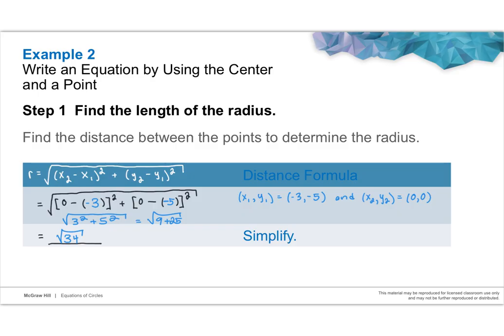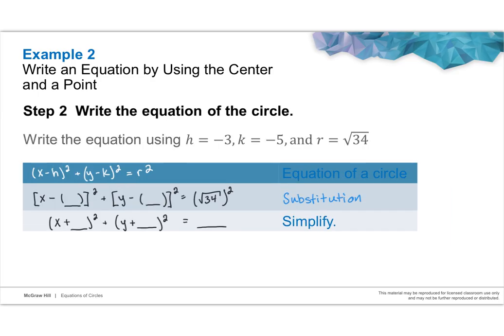Let's see what happens next. Well, now that we found the radius, we have all the important information that we need to substitute in and find the equation of the circle. So we're going to take our x minus h. Remember, our center value was -3, -5. So we'll put in our -3 and our -5. And then remember, no double negatives. So we change that to +3. We change this to +5.